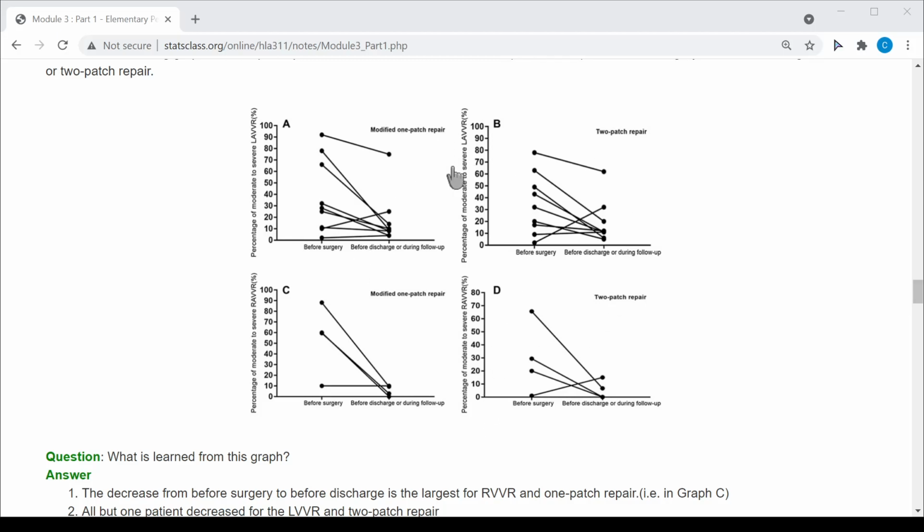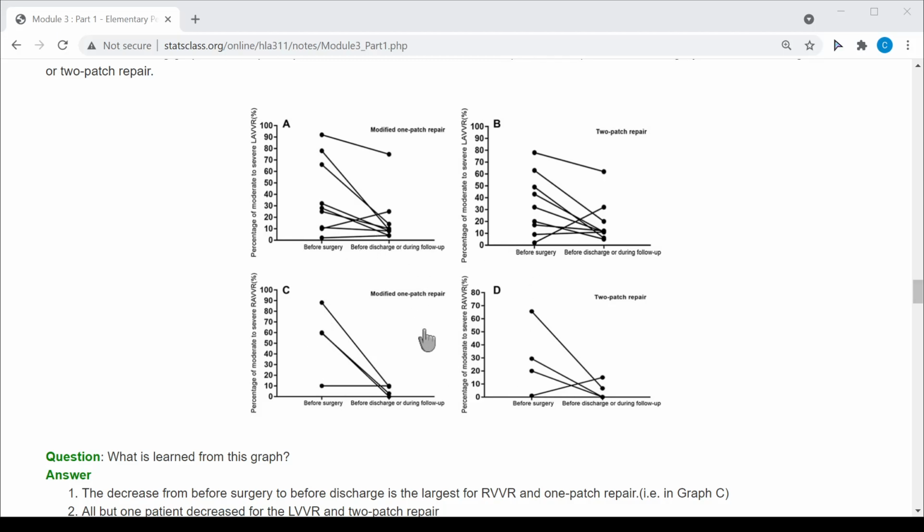But what do I learn from this graph? Well, I can see that the amount of change seems to be the most here for C in this graph. And this is for the percent of moderate to severe RAVVR, whatever that is. And then they're doing that on a 1-match repair.